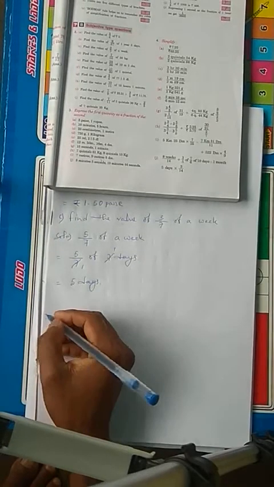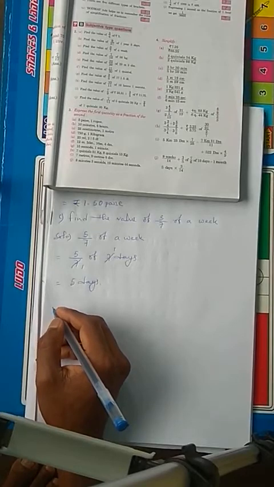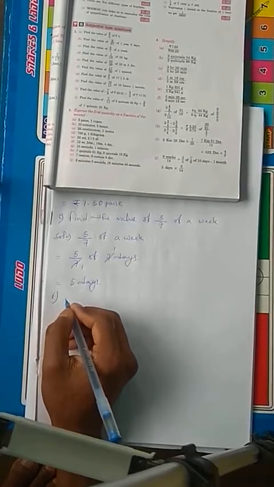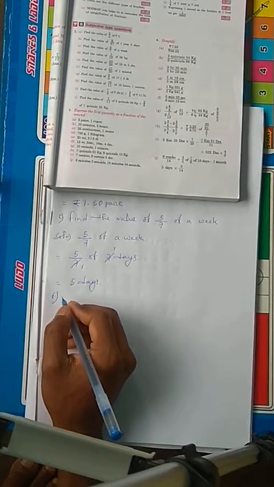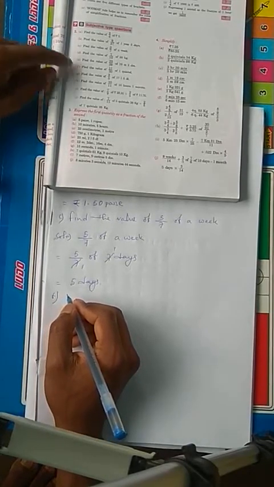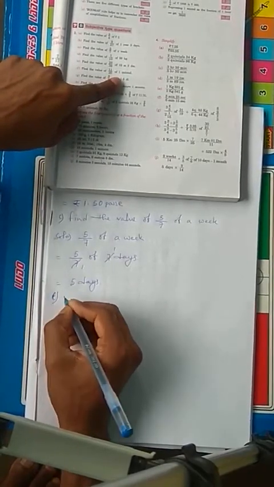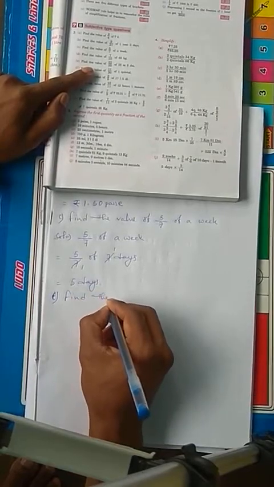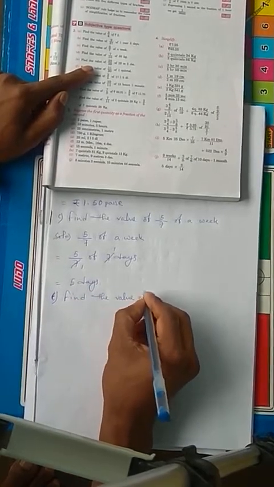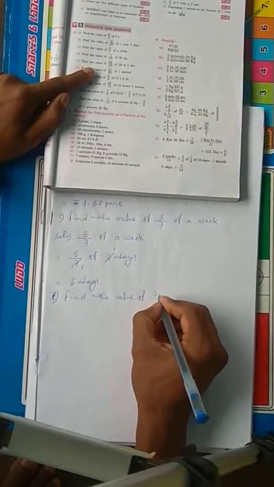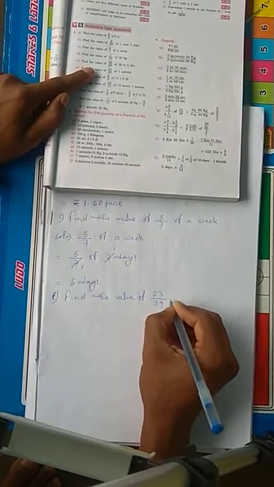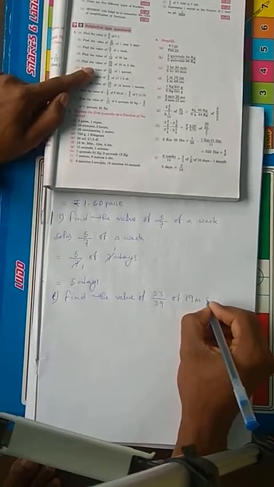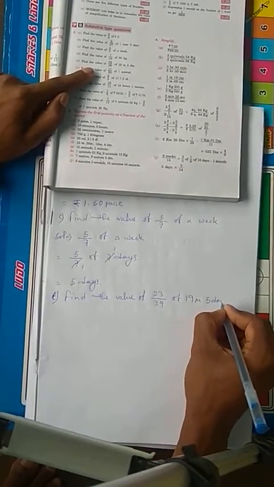Now I will do number F. Okay, number F, do yourself. Number F, look at there. I will do number E. Okay, first find the value of 23 by 39 of 19 meter and 5 decimeter.